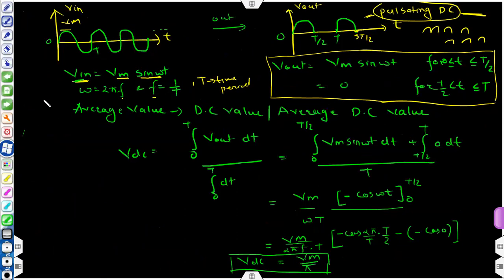Okay, so coming back to this, this V in is, again I am talking about the voltage across the secondary winding. So Vs is given by V in, that is equal to Vm sin omega t. Omega is the angular frequency. The formula of omega is 2 pi f, and f is inverse of time period. So T is the time period.